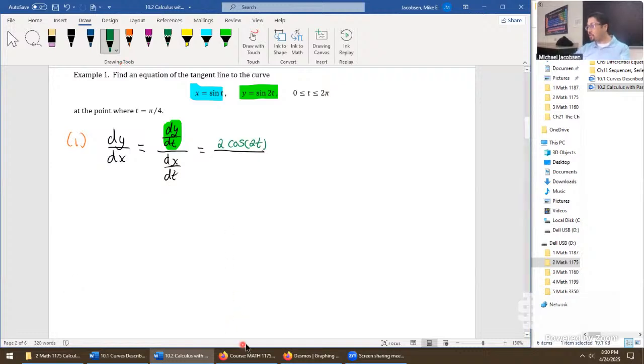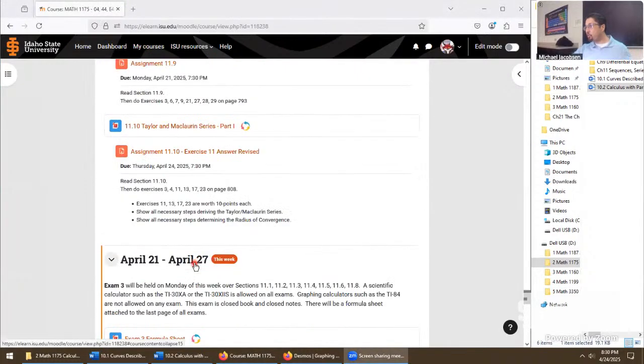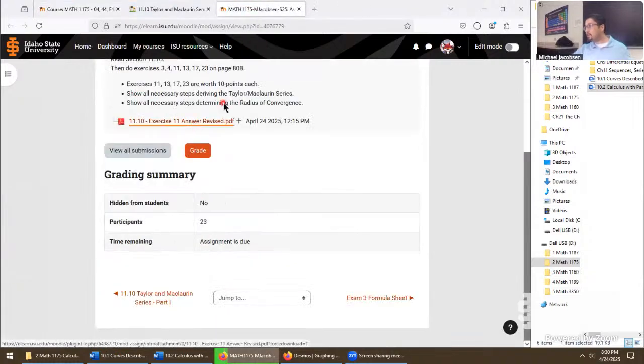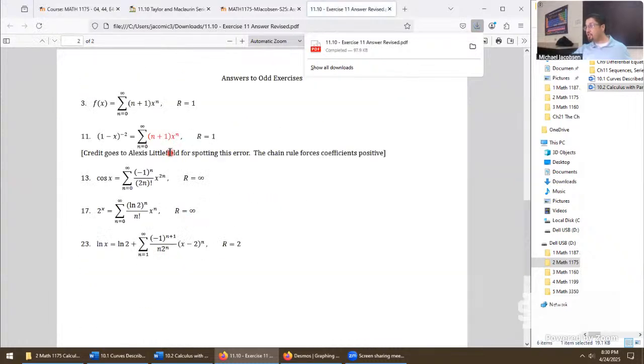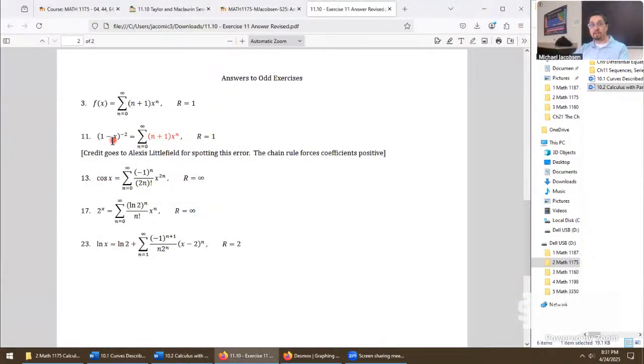And side topic, as far as minding the chain rule goes, a student in class pointed out in section 11.10, part 1, there's a revision on the exercises right here. The revision is a chain rule was missed right here. I had a -1 to a power on that. Alexis Littlefield correctly spotted this error because of using the chain rule. All of your terms or coefficients come out as positive on that. Good call on that one. Yeah, that one was plainly wrong. It was right if there was a plus in the equation for the alternating part, but not quite per the chain rule as well.